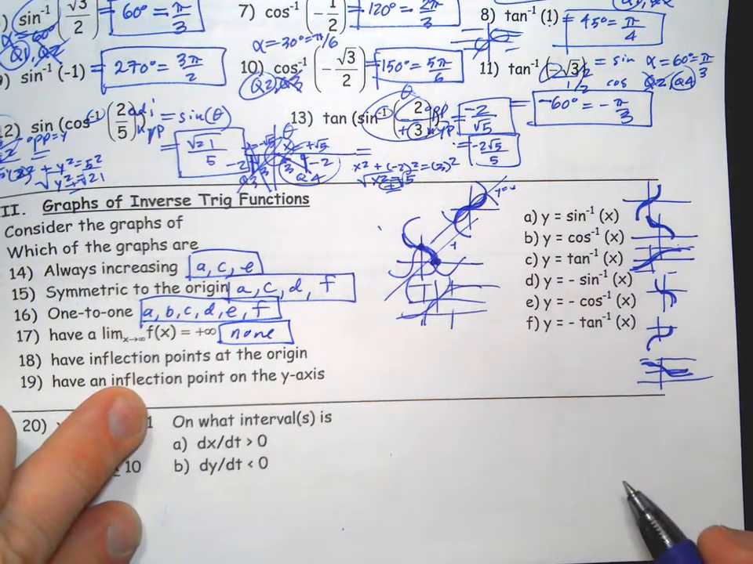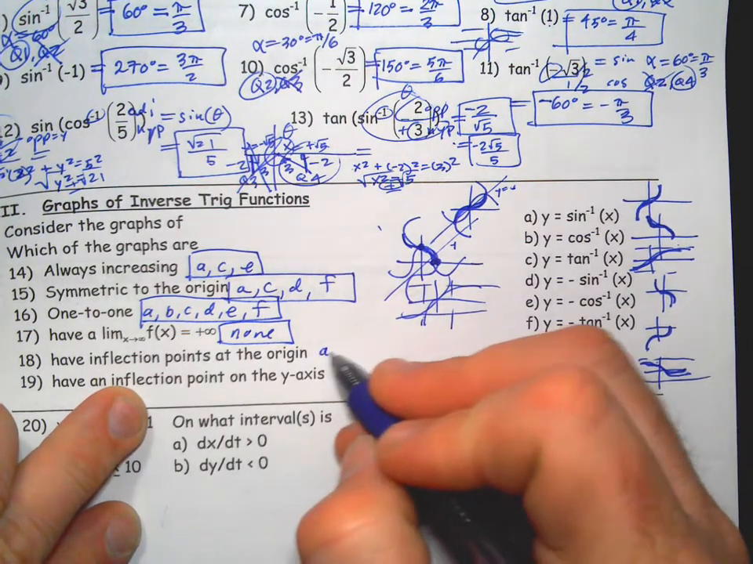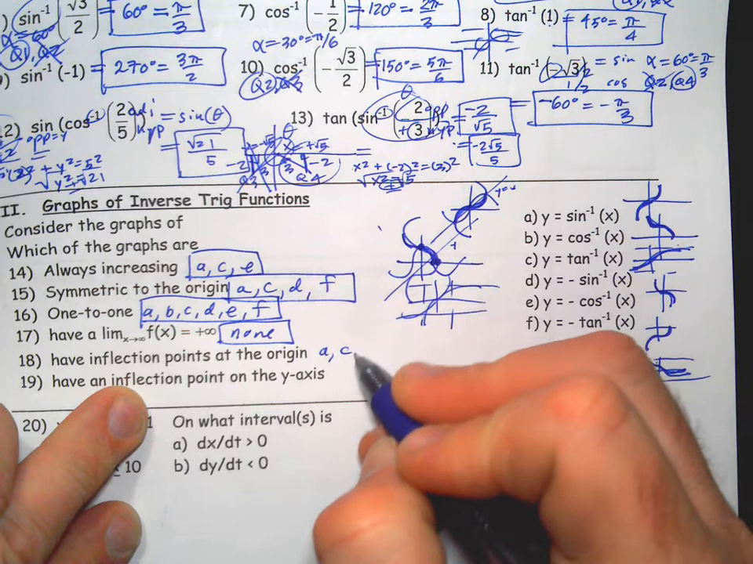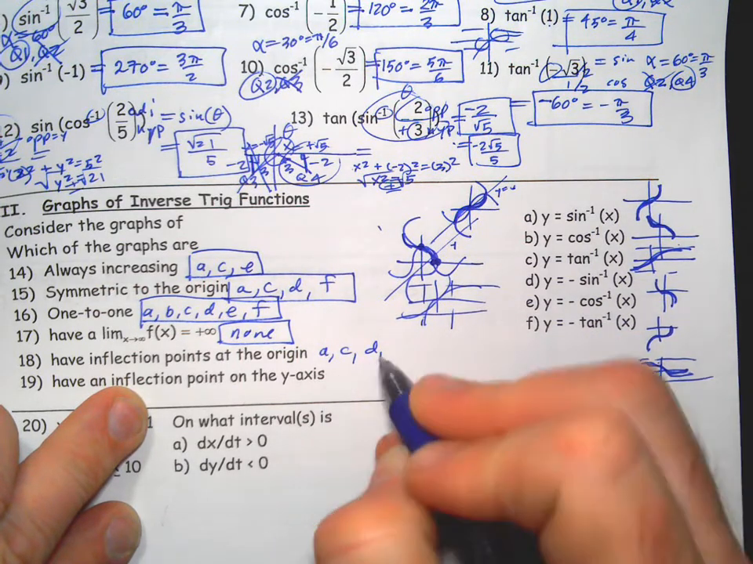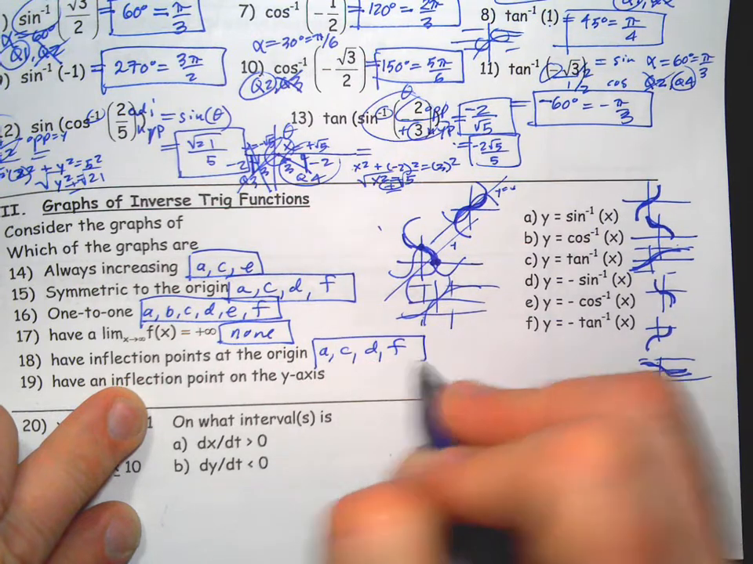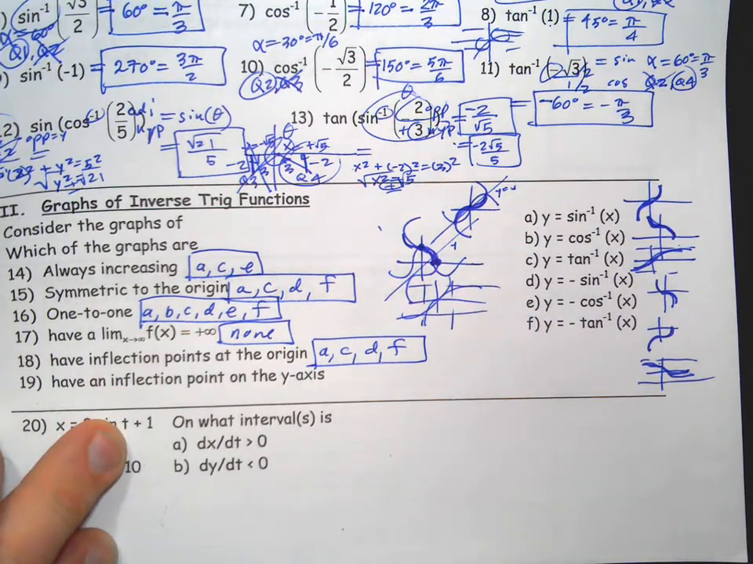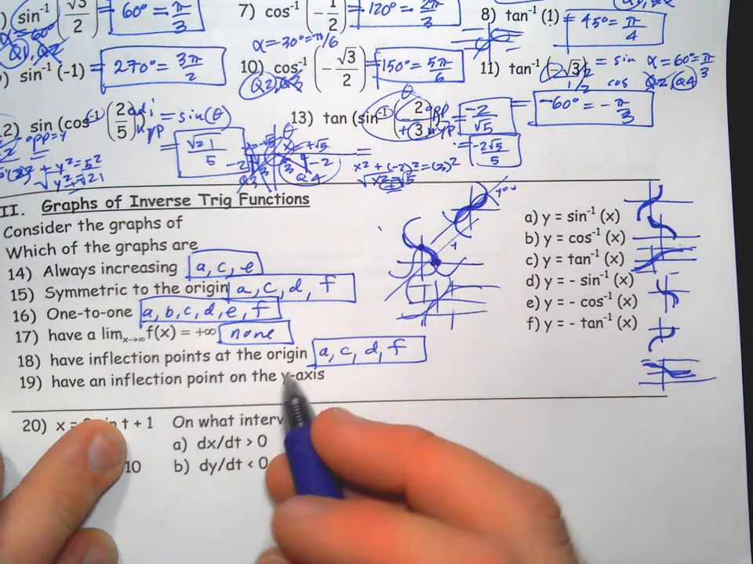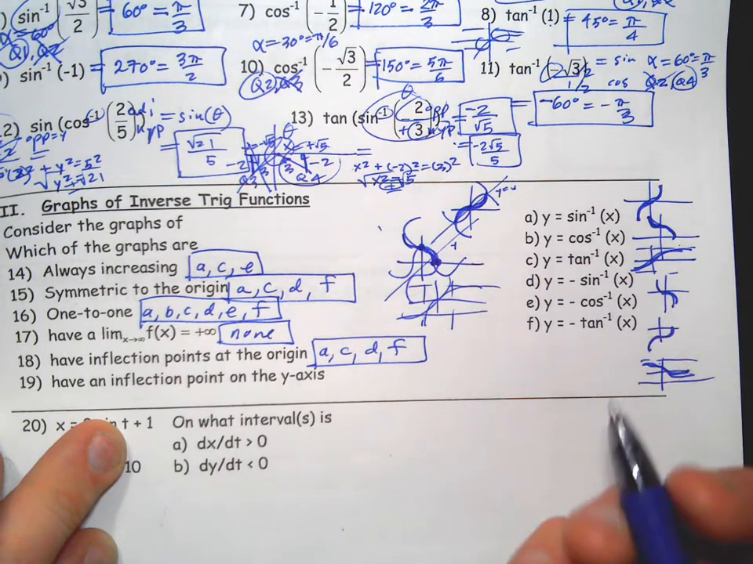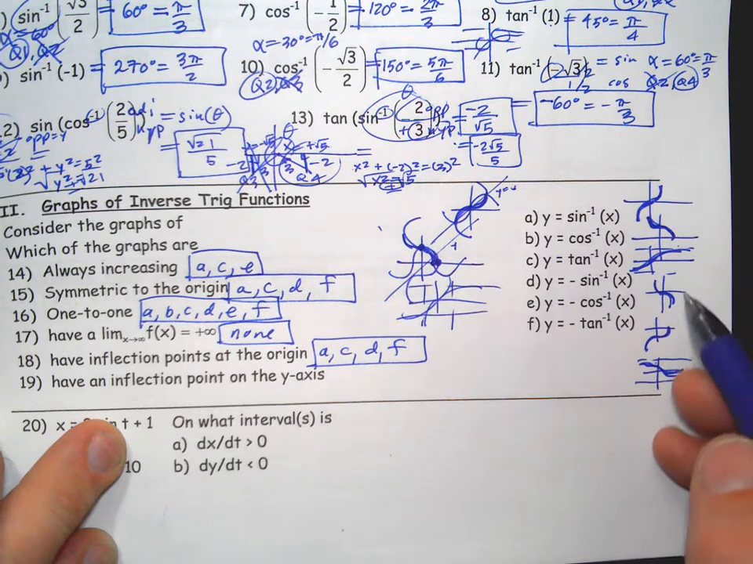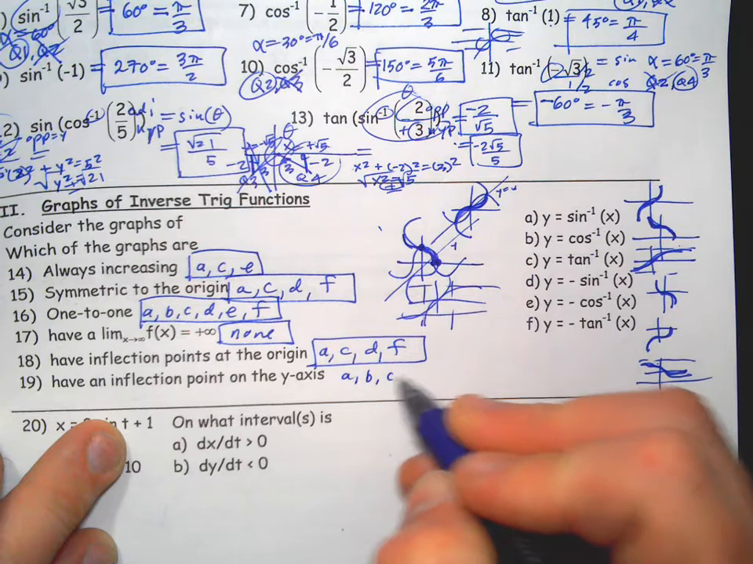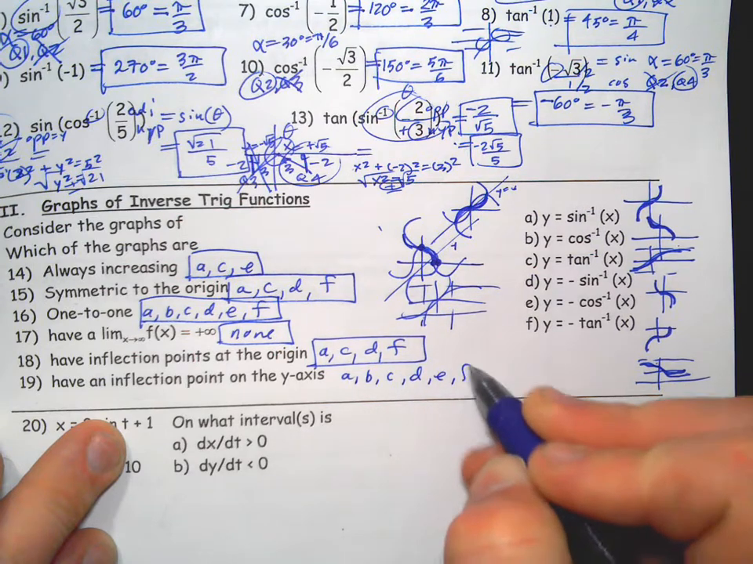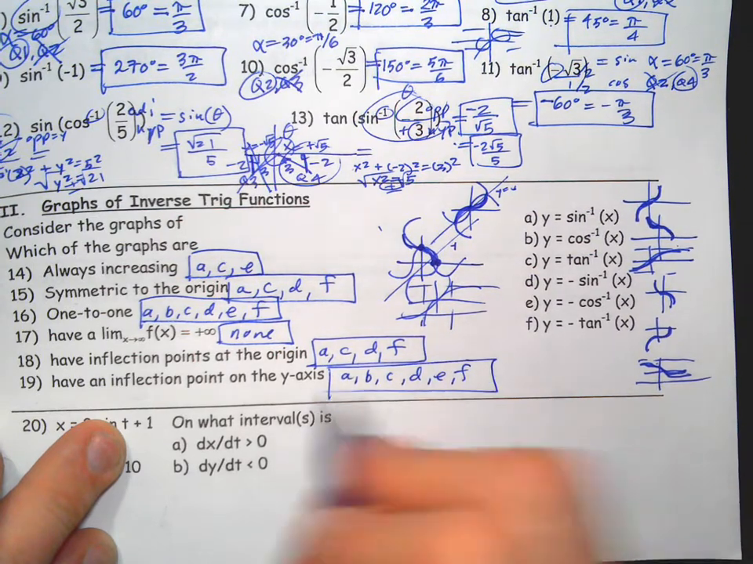Which ones have inflection points at the origin? A does, B does not, C does, D does, E does not, F does. Which ones have an inflection point on the y-axis? Well, all the ones that have inflection points at the origin, that is on the y-axis, but also B does now, and E does, so all of them. A, B, C, D, E, F. So that's how I do it.